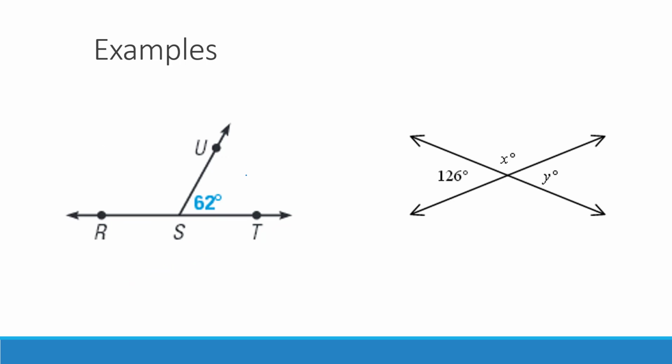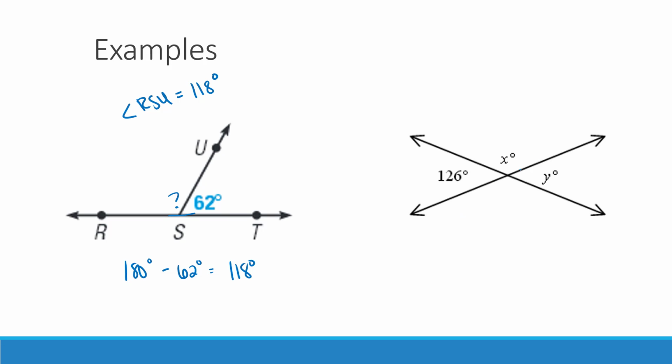So how does this apply to an actual problem? Take a look at this example here. We're going to look for angle RSU and determine the measure of RSU. Well, if they're side by side and there's a straight line at the bottom of those angles, we know that 62 and this mystery angle here will add up to 180 degrees. So what I'm going to do is 180 minus 62 to see what that leftover angle is going to be. So we know that the mystery angle here, angle RSU, is equal to 118 degrees.